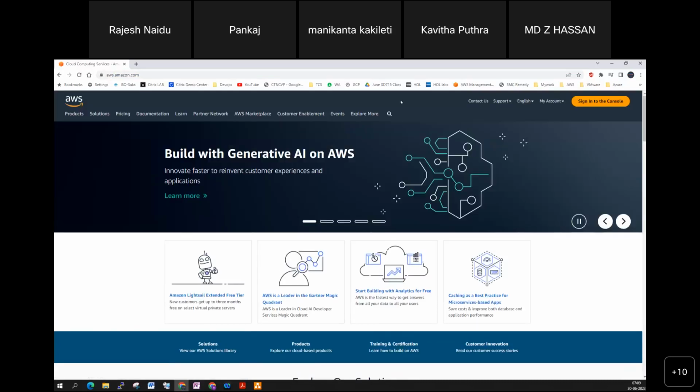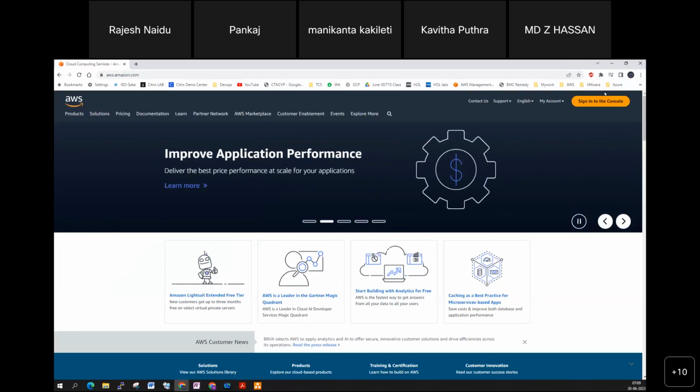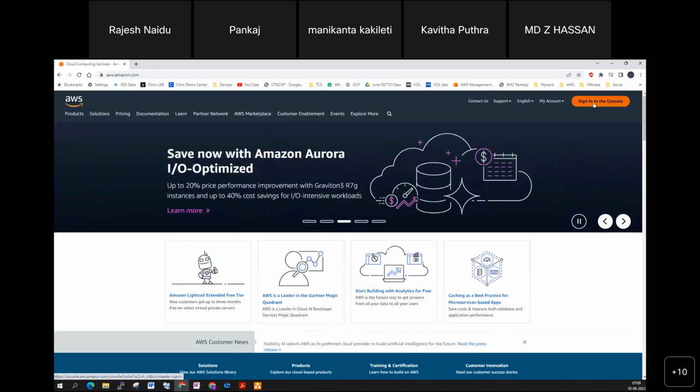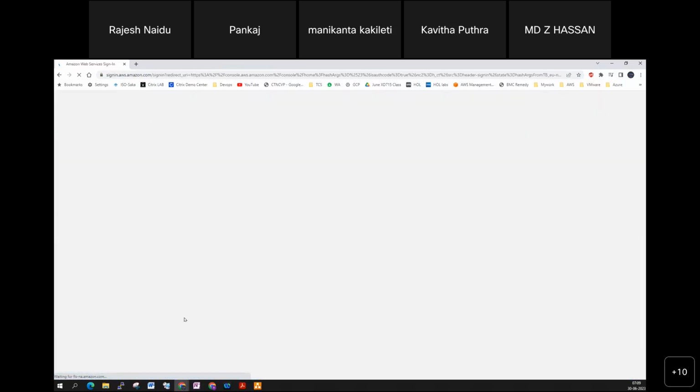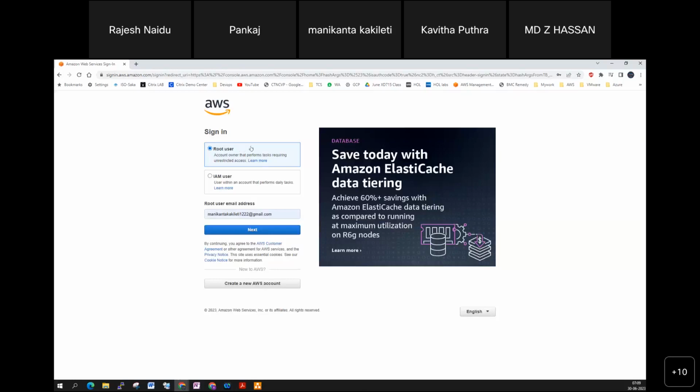Let's connect to my AWS account, aws.amazon.com. This is a website where you can log into AWS Cloud services. Click on sign in to the console, and you can select the root user. Root user is the main account which you can use to manage all services in the AWS account.